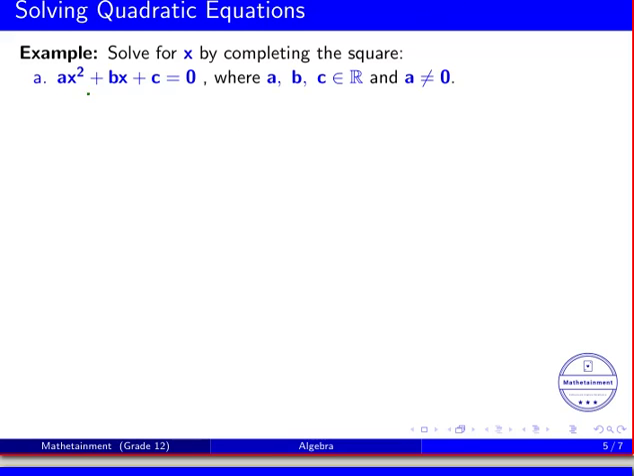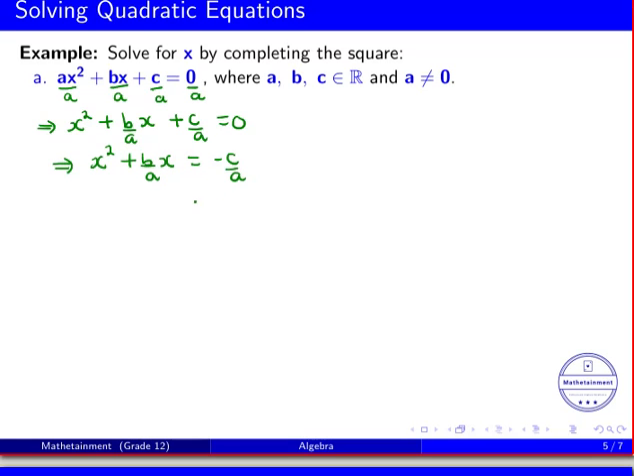Well, let's go. Following the steps, to make sure that the coefficient of x squared is 1, we want to divide throughout by a. By doing that, this implies that I will have x squared plus b over a x plus c over a equal to 0. The second step, you want to transpose the constant to the right-hand side. And that will imply that x squared plus b over a x is equal to negative c over a.